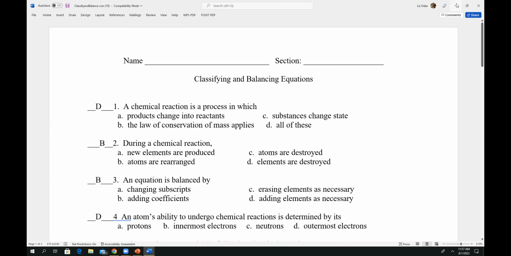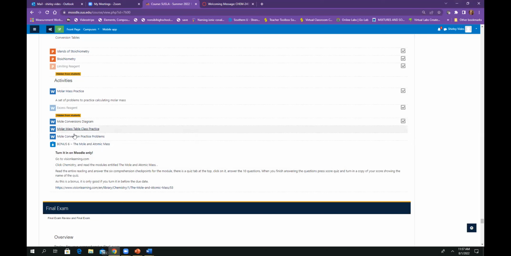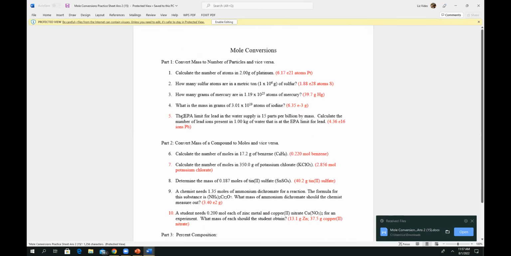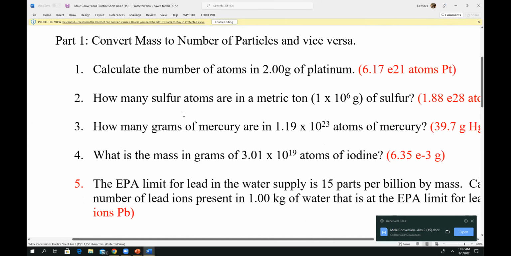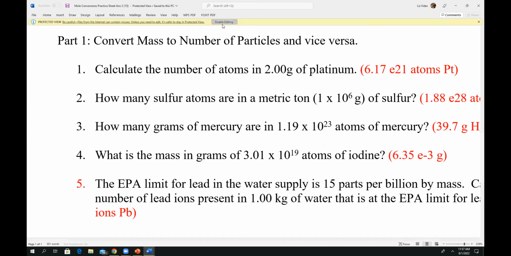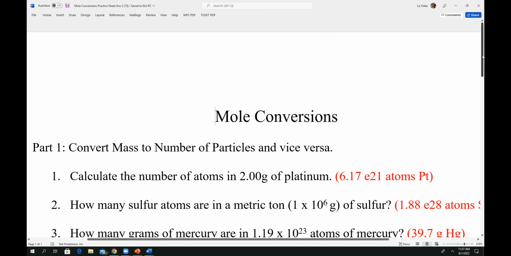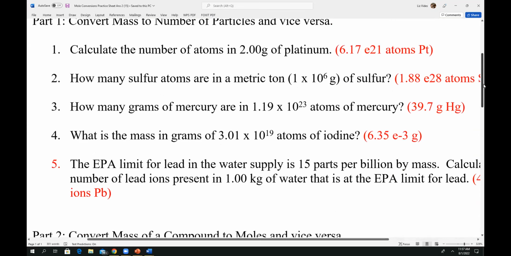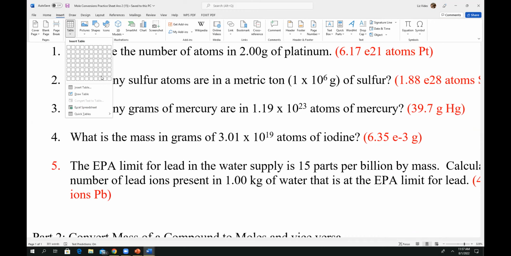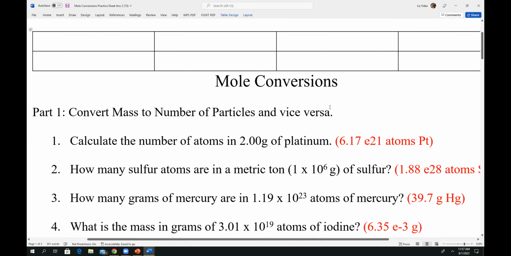All right. So we are going to do mole conversions. And this is all of it, by the way. All right, so the answers are already here. The point is not that you don't have the answer. The point is that you get to the answer, right? And this is practice. So I figured if you had the answers, that would be better. So what we're going to do is we're going to insert a table. Let's just make it 4. I don't think we'll need more than 4.